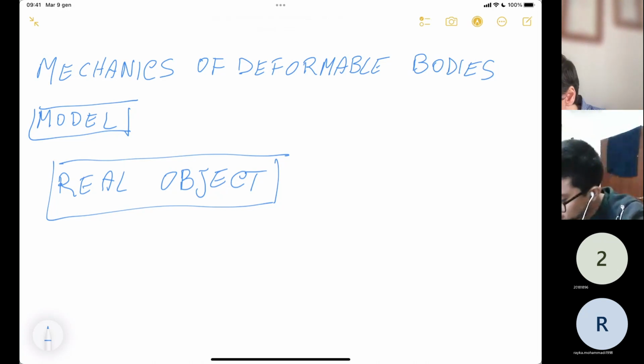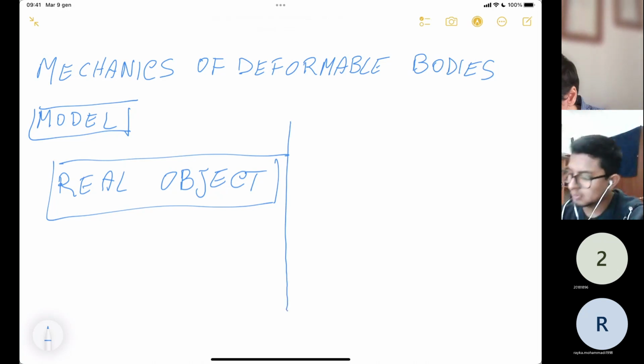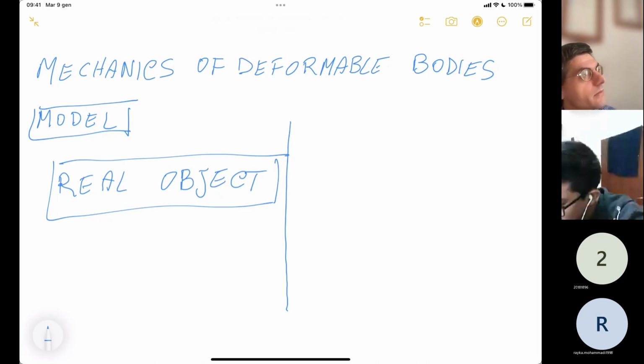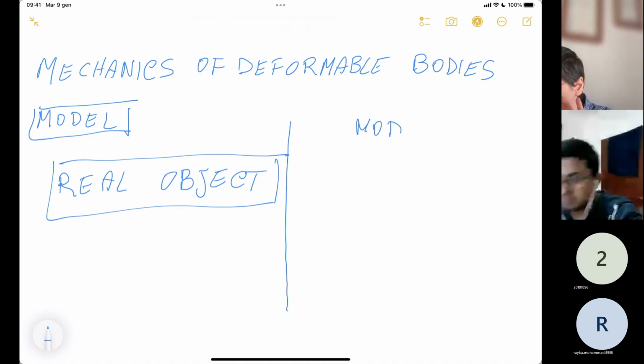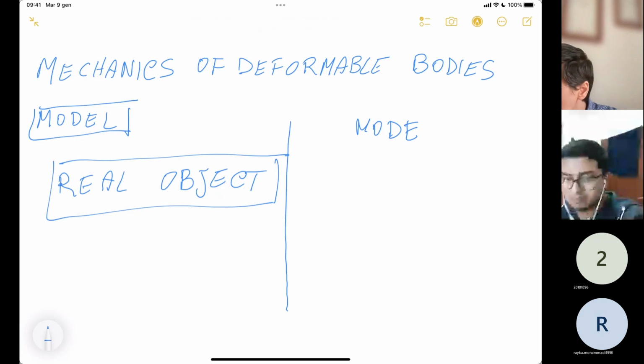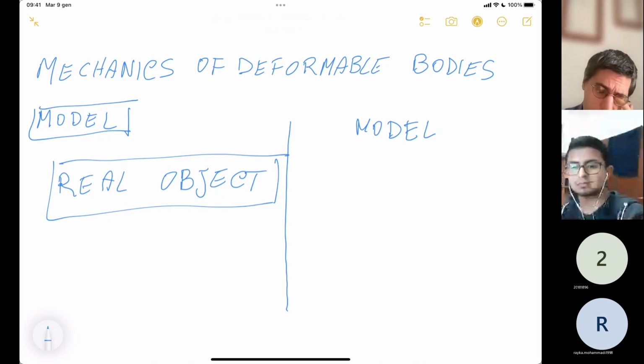So what I want to underline is the fact that, in some sense, you have the real object, which is something, and then you have the model, which is something completely different. So you have to consider these two worlds, the real one and the world of the model, as two separate things. Why?